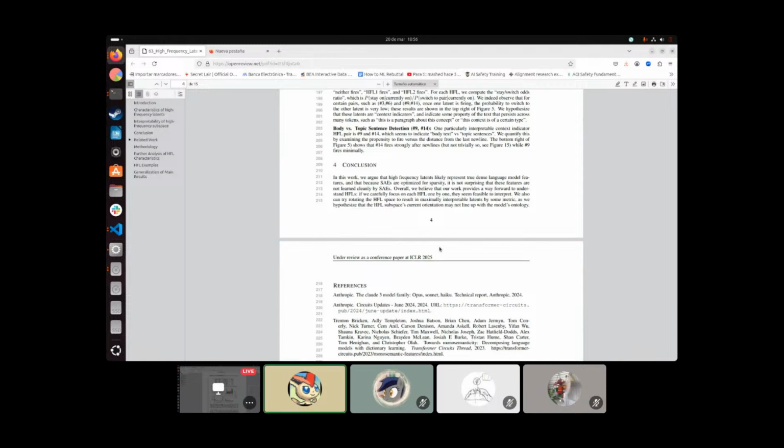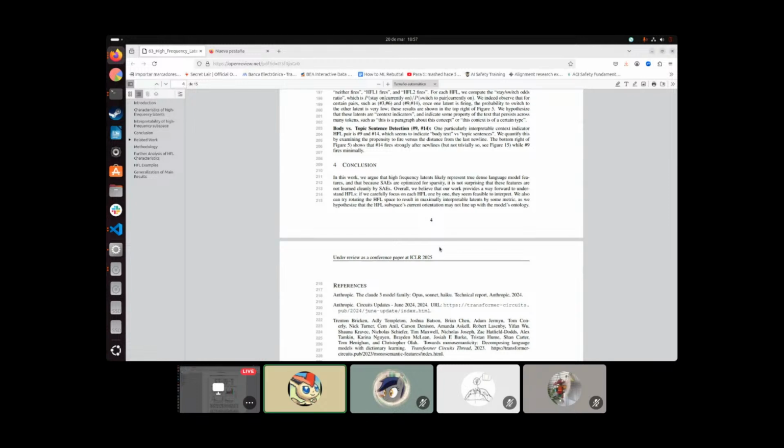In this work, we argue that high-frequency latents likely represent true dense language model features, and that because sparse encoders are optimized for sparsity, it's not surprising that these features are not learned cleanly by the sparse encoders. Yeah, that's basically what I was saying. The point of the paper is that there are dense language model features encoded somehow in a few directions that the sparse encoders are not very good at learning.